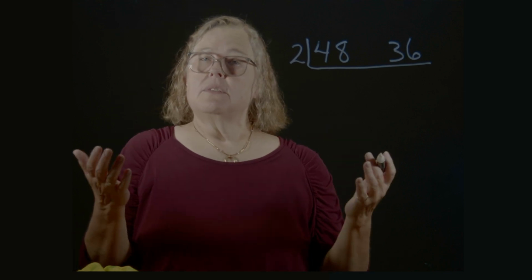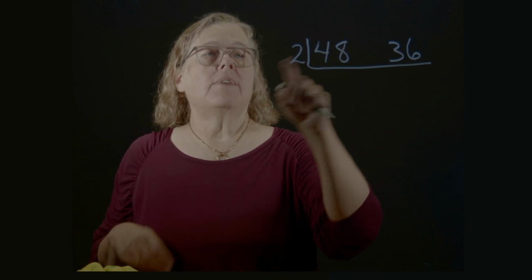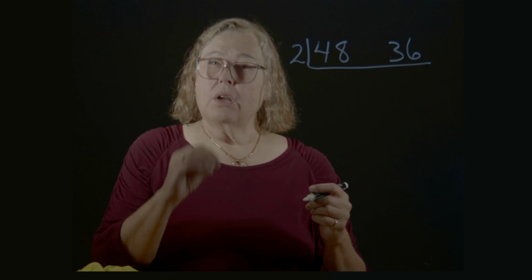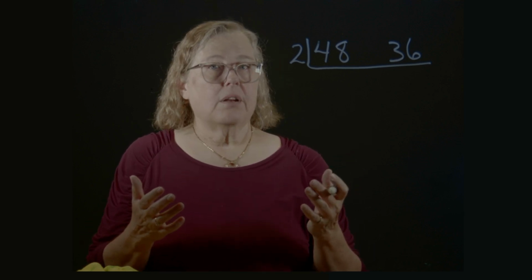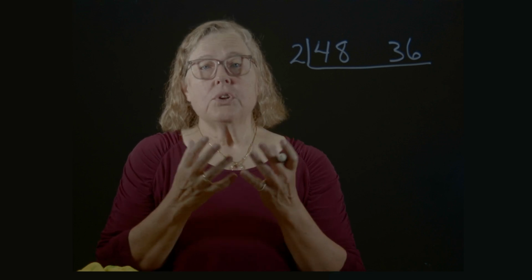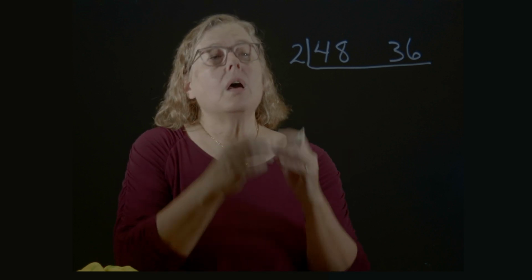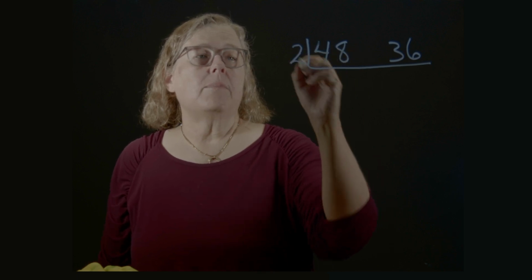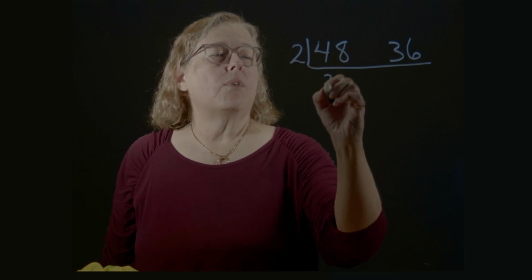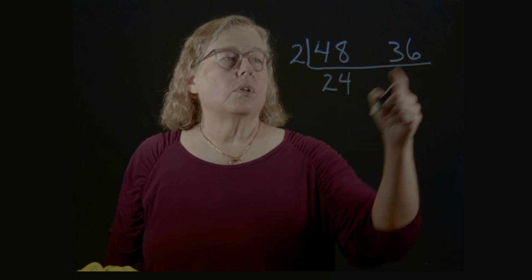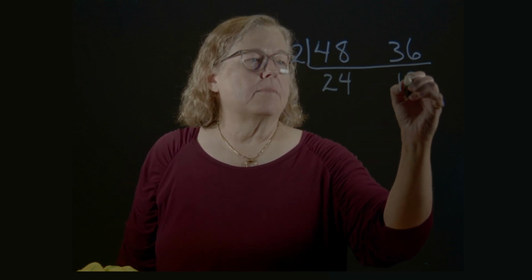And now I'm going to do that division. What is 48 divided by 2? It's 24. If you're not sure, you can use a calculator. I would love for you to be able to learn your facts and do it without a calculator, but if you need one, that's okay. So we would take 48, divide it by 2, and we're going to get 24. What is 36 divided by 2? It's going to be 18.